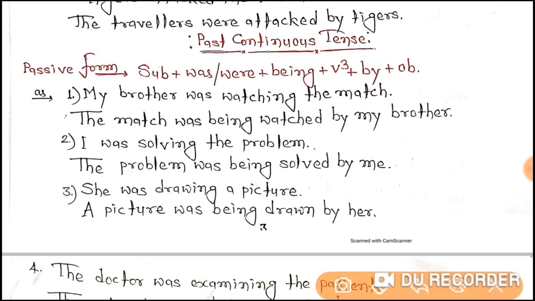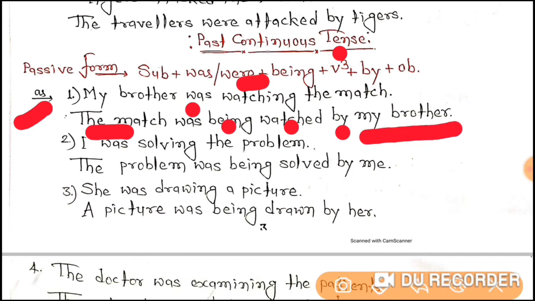So let's understand it with the help of examples. The first example is what? My brother was watching the match. Watching what? So your answer is the match. And now was, and then being, and then V3 watched, and then the fourth step is what? By, and then my brother as the object of the passive voice.